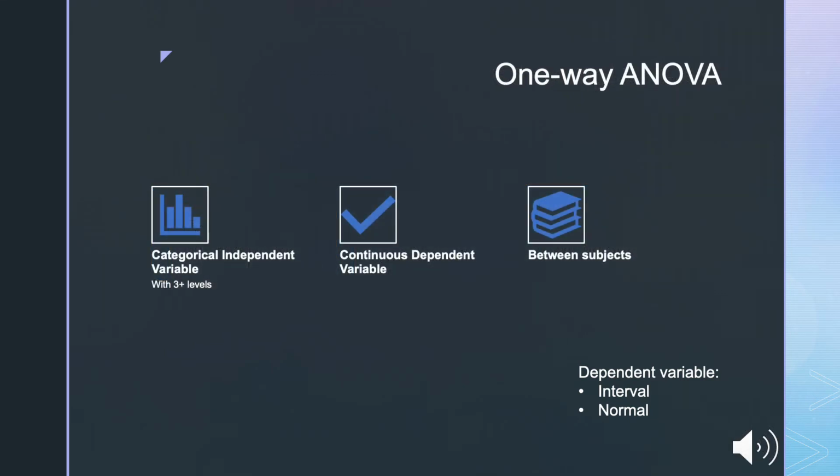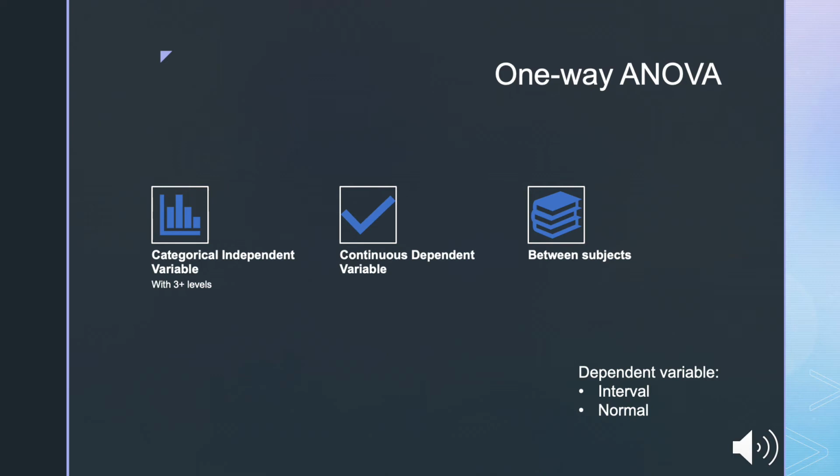Okay, so one-way ANOVAs. These are pretty much like t-tests, same dependent variables, interval, nominal. The independent variable is categorical, the dependent variable is continuous. The only difference is that this has 3 or more levels. And it's between subjects, just like the independent samples t-test. An example for this one is, what type of soda influences test scores?